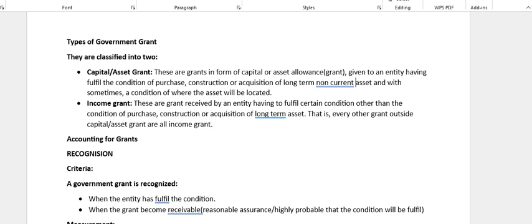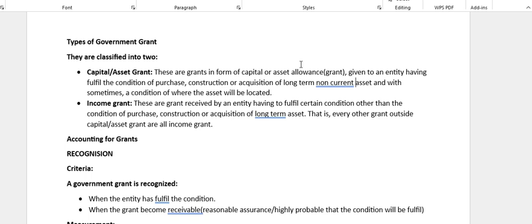A good example of an income grant is the grant that you receive if you are able to fulfill your corporate social responsibility to the community or to the society where your operational activities are. That is a very good example. So you can have two types of government grant: capital asset grant and the income grant.